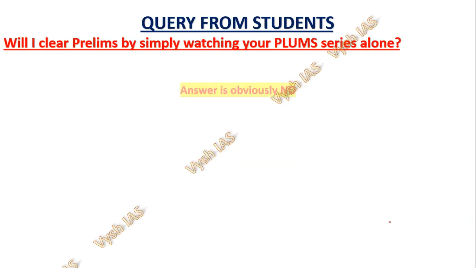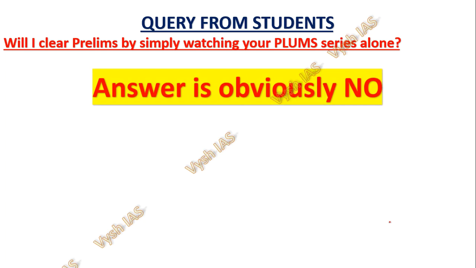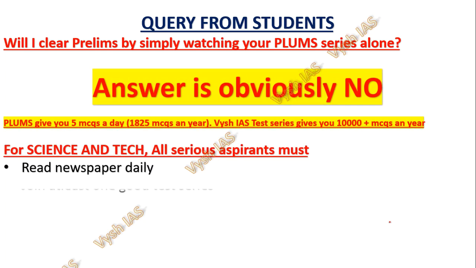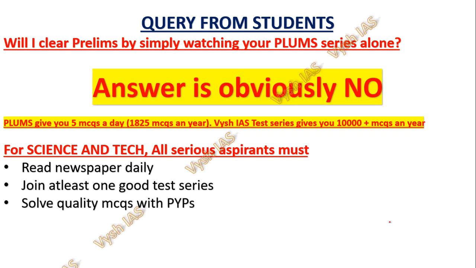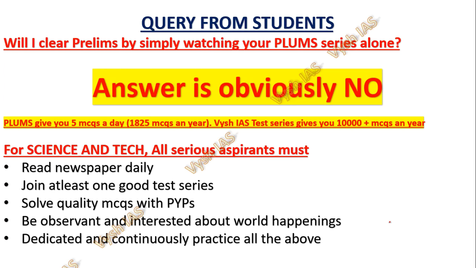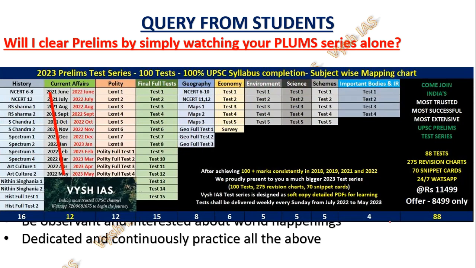Now again, as I told, the test series alone will not help you clear the exam. If you are studying current affairs or science and tech, you have to read the newspaper, you have to join one good test series, you have to solve previous year questions, you have to know what is happening around, whether it is artificial intelligence, whether Elon Musk is doing any new weird experiment, whether India is doing something for space, private space organizations coming up in India. You have to know everything which is happening in India, whether it is defense or science or space or the Nobel Prize, anything. You have to know the current affairs.